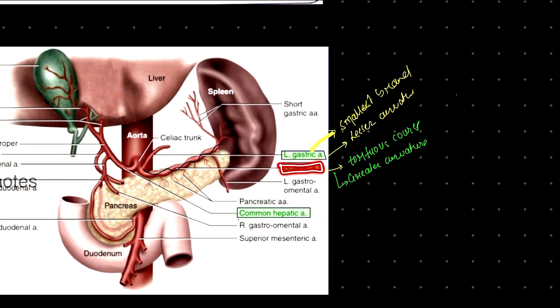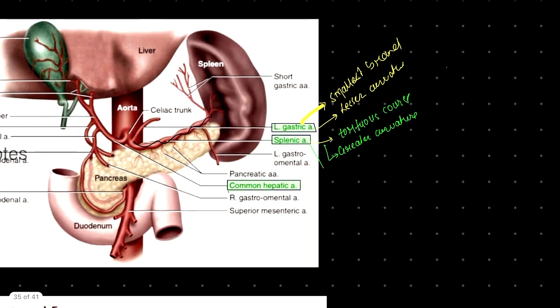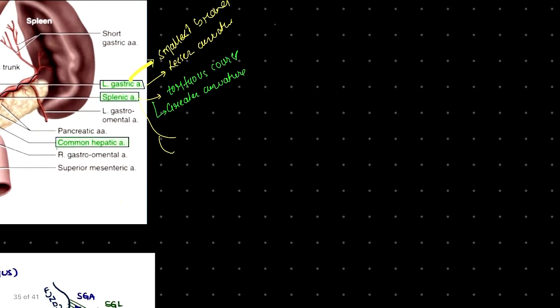Now, how does it supply the greater curvature of the stomach? This splenic artery will further divide. This was the main splenic artery, and it will divide into these short gastric arteries, and below we have the long gastric artery, or long gastromental artery, or left epiploic artery. So the splenic artery divides into two things: one is the short gastric artery, and another is the long gastric artery.